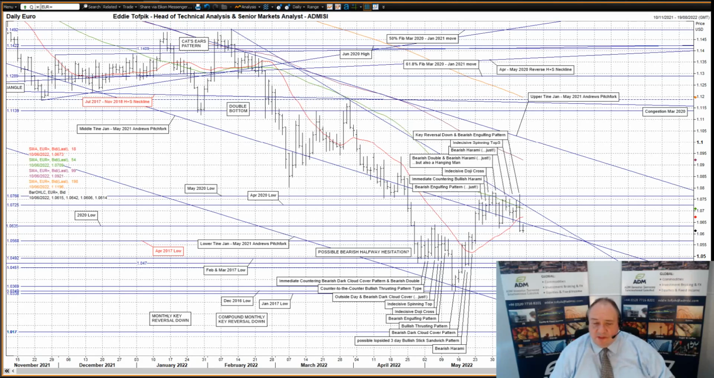I'll start with the euro against the dollar. A very significant moment yesterday. A combined key reversal down and bearish engulfing pattern. If that wasn't enough, it was worth looking and seeing what the market managed to achieve and what it managed to fail to achieve. Prices pushed up over 4 significant levels.